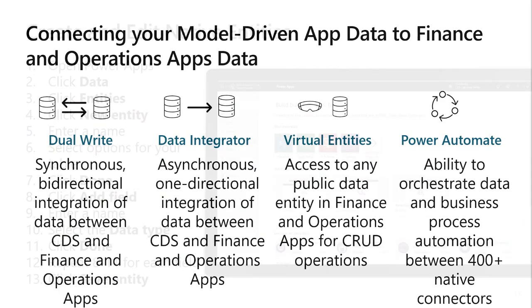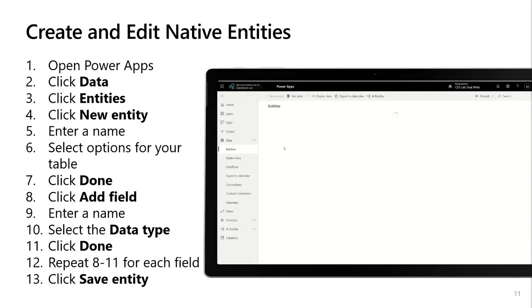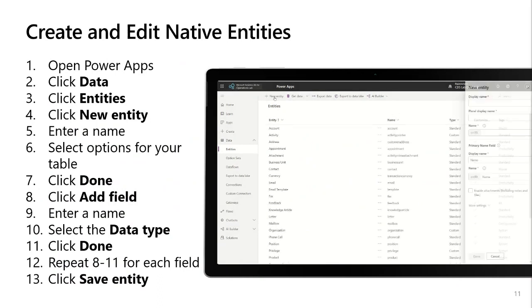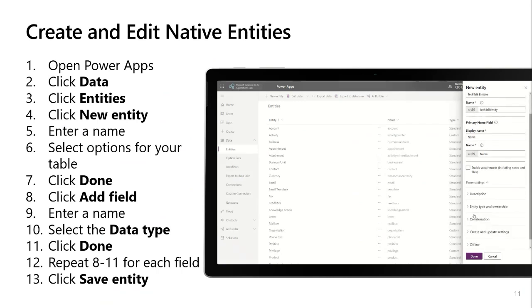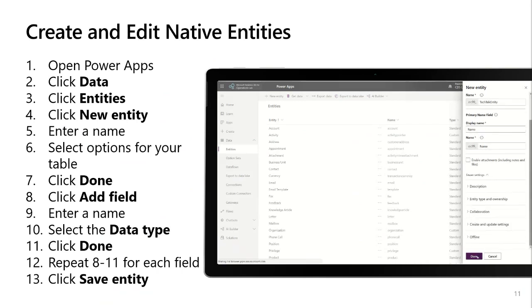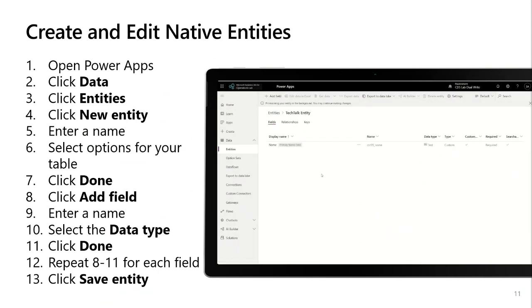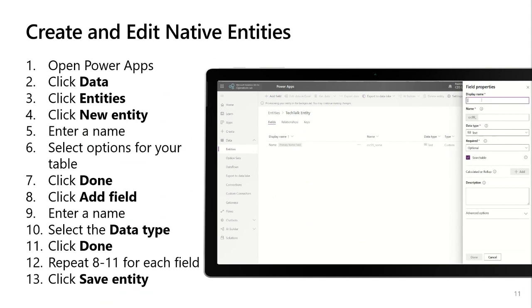So getting started, I start by showing you here how to create native entities. You'll do this from the Powerapps Maker portal, and then you'll click on data and then entities from the left-hand side, and then click on new entity. You'll give your entity a name, and there are a bunch of additional settings that I don't go through in this demo that you can learn more about in those previous links. And after you click done, you can start adding fields.